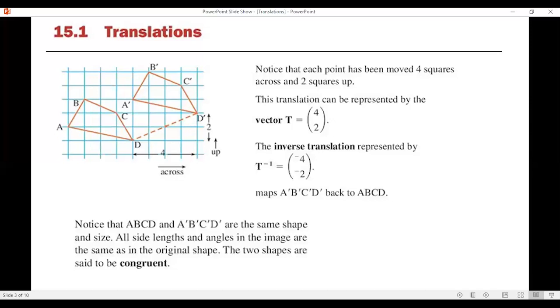It is also given the inverse translation. It is represented by the vector T minus 1 with coordinates minus 4 and minus 2. And this maps the figure A prime, B prime, C prime, D prime back to the figure A, B, C, D. Coordinates of vectors T and T minus 1 are opposite. You can also notice that these two figures are congruent.